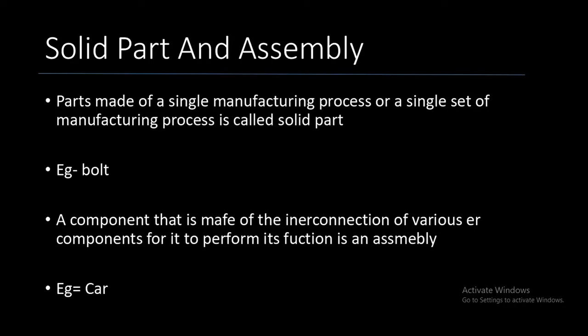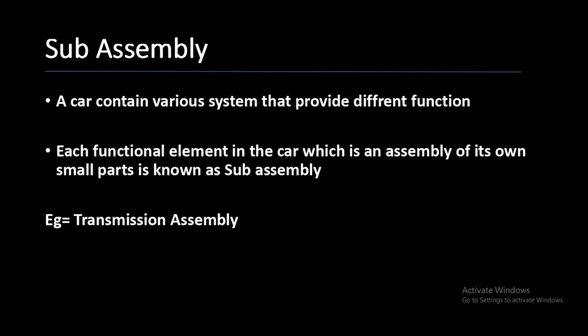Now assembly is divided into two parts, that is, sub assembly and main assembly. A car contains various systems that provide different types of functions. Each functional element in the car is an assembly of its own. Even a small part can be an assembly. A sub assembly is an assembly which is capable of doing only one or two works.